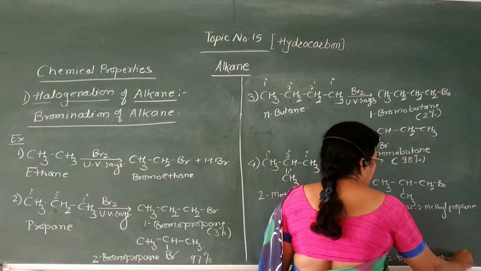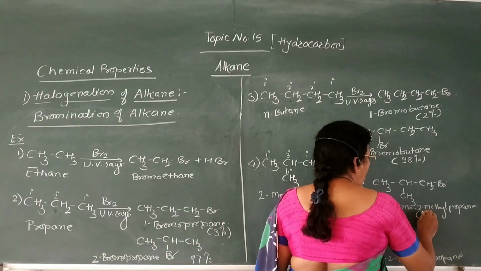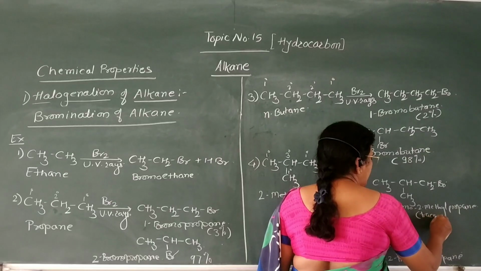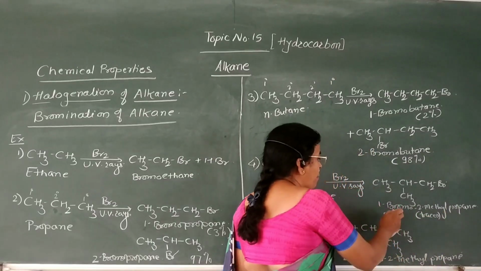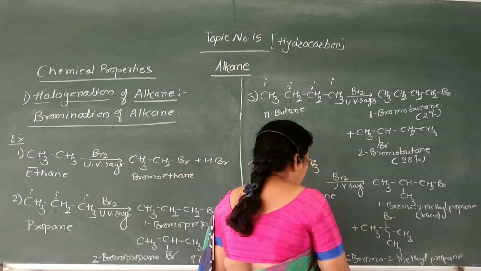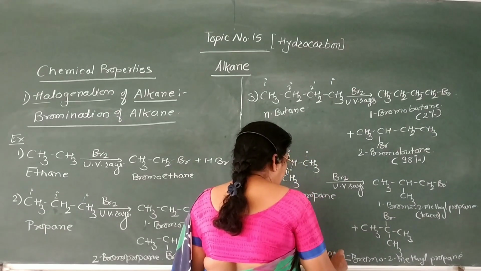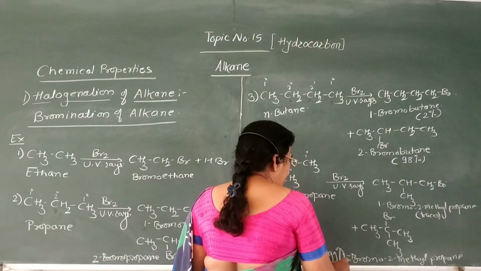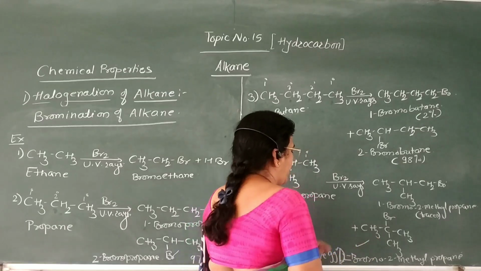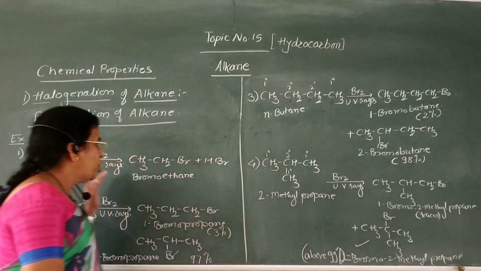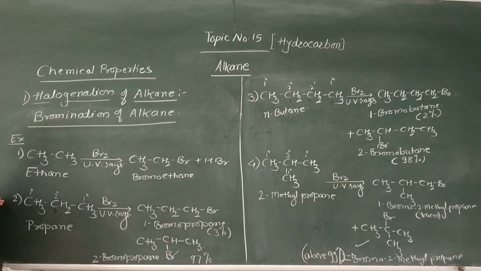Now here this product is formed in traces, that is, in a very small or minute amount, but the percentage of this product is above 99%, that is, here almost 100% of this product is obtained. In this way bromination of alkane is carried out, in which the hydrogen atom which is bonded to a tertiary carbon atom is easily replaced by bromine.